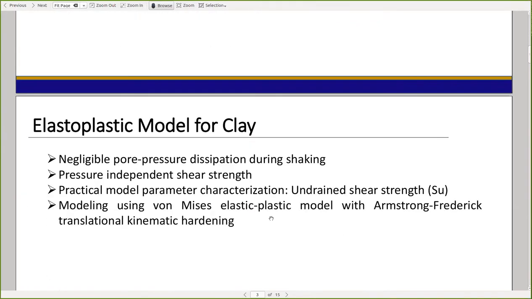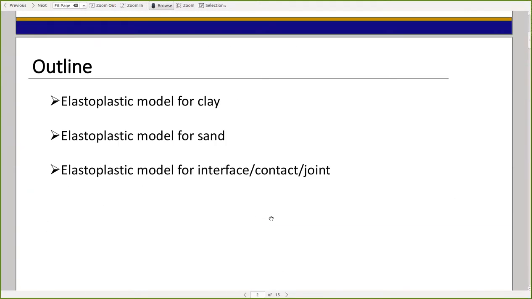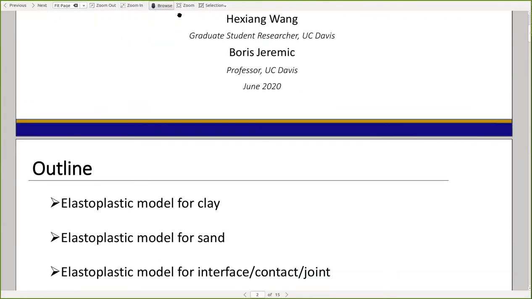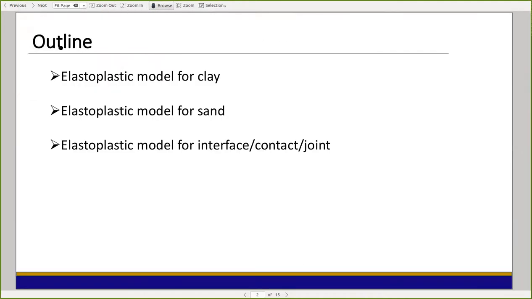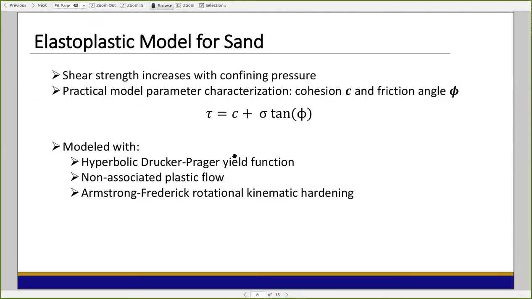I'm sorry, Heshen. Can you make it one slide at a time so we don't have to scroll? Can you just make it one slide at a time so it goes one page at a time? Just scrolling sometimes gets confusing. Yes, perfect. Excellent. Thank you.